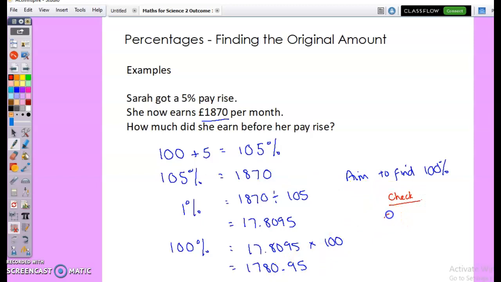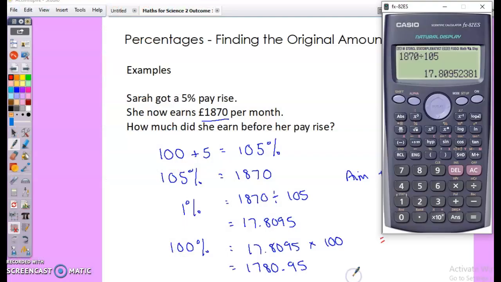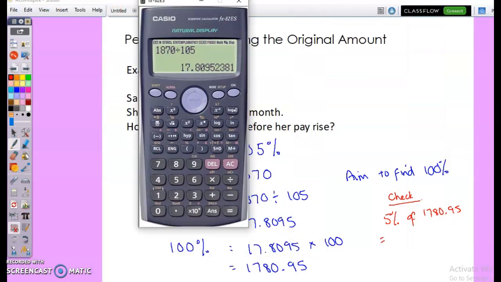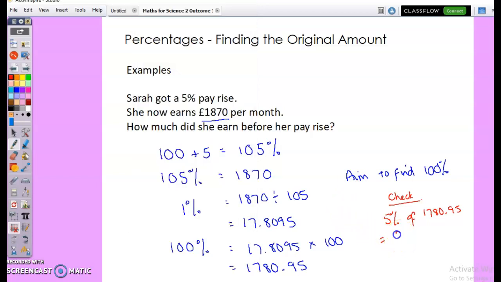You now know the amount that you had before, so you can find your 5% of 1780.95 and then add it on. So 5%, 0.05 times 1780.95 gives me £89.05.